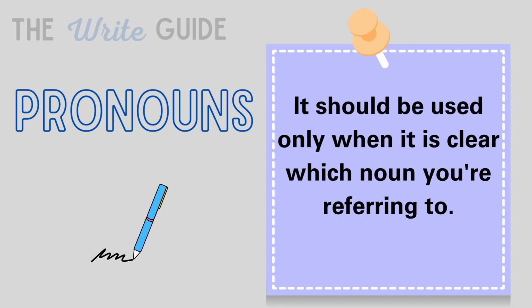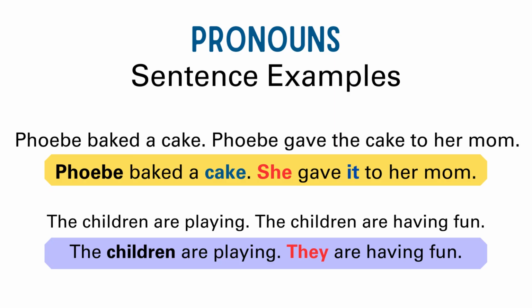What do we mean by that? Let's look at some examples. In the first pair of sentences, Phoebe baked a cake. Phoebe gave the cake to her mom. What are the nouns that are repeated? There's Phoebe and there's the cake. How can we improve the sentences then? Right, by using pronouns. So we use she for Phoebe and it for cake.